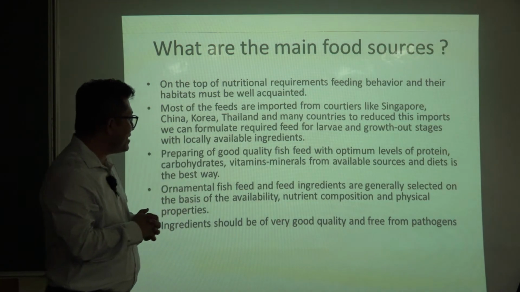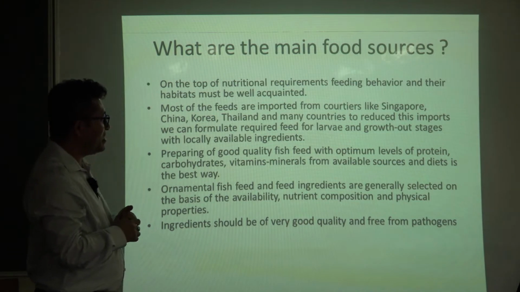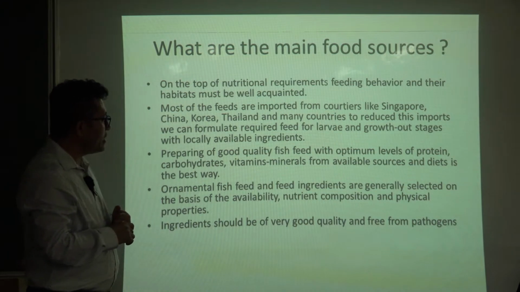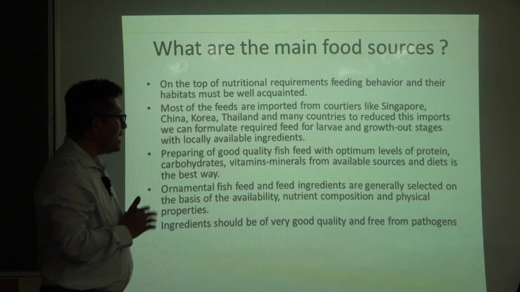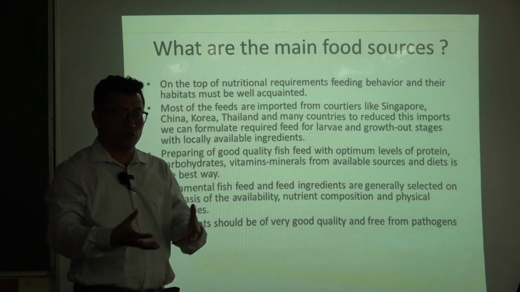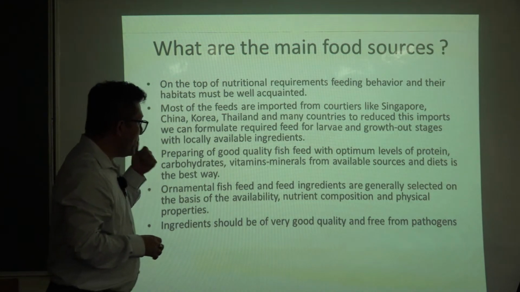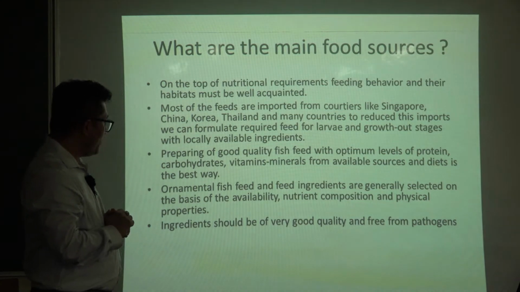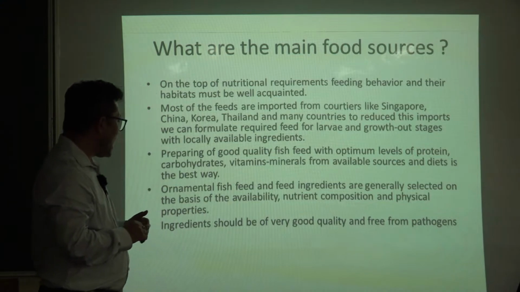Most of the feeds are imported from countries like Singapore, as ma'am told us, China, Korea, Thailand, and many others. To reduce these imports, we can formulate required feeds for the larvae and grow-out stages with locally available ingredients. That's how you can start making your own foods depending on the natural resources available around you. Preparing good quality fish feed with an optimum level of protein, carbohydrates, vitamins and minerals from available sources is the best way.